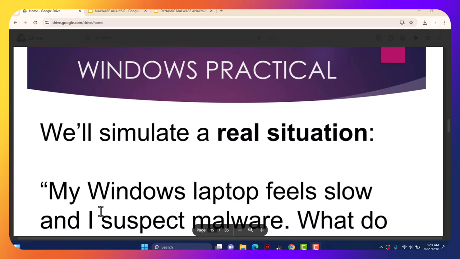So let's look at the practical analysis using Windows operating system. Scroll up for me. Practical analysis using Windows operating system.